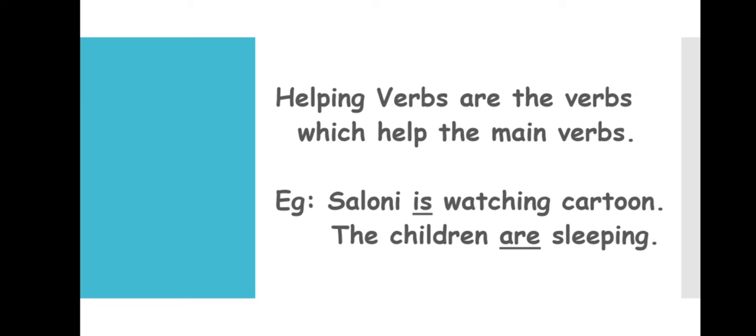Look at the example. Saloni is watching cartoons. In this sentence, watching is the main verb and is is the helping verb. Look at the next sentence. The children are sleeping. In this sentence, sleeping is the main verb and are is the helping verb. So the helping verb is helping the main verb watching, and in the next sentence, the helping verb are is helping the main verb sleeping.